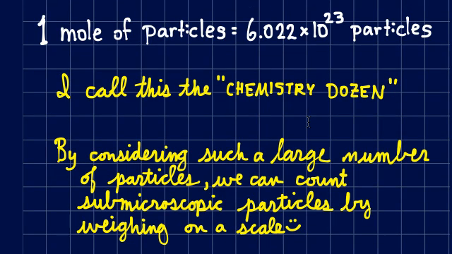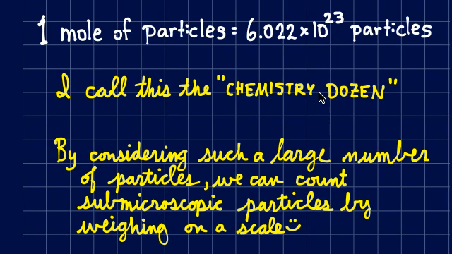When you think of atoms, you think of something very, very small. So let me take a very, very large number of them so that I can macroscopically, in my hand on a balance in the laboratory, actually weigh that number of particles. A mole of particles is, oh gosh, I forgot to count, 602 billion trillion particles. I call it the chemistry dozen.